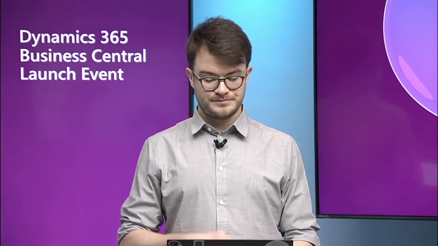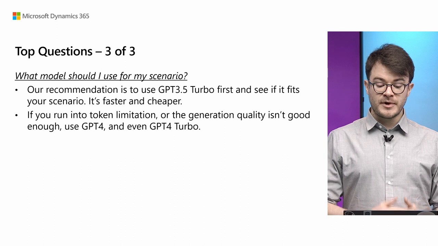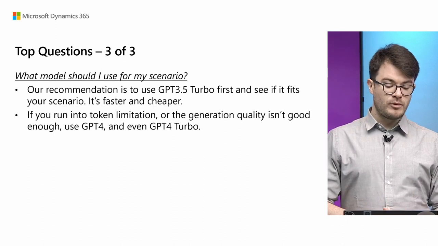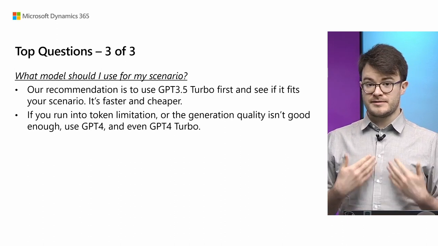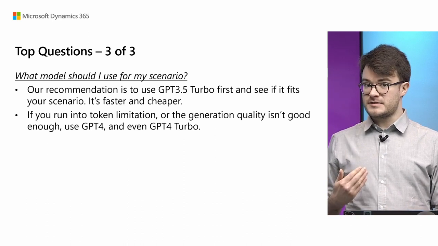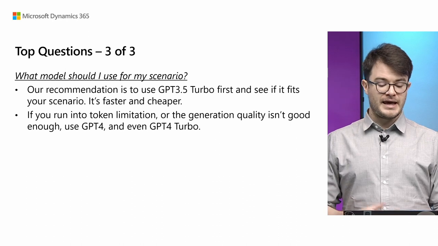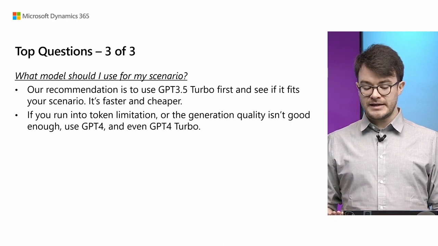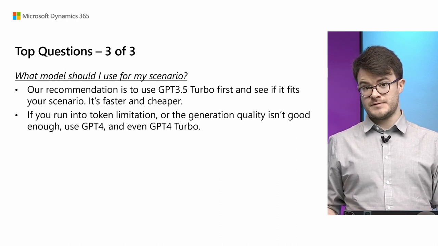For example, help us decide whether we should implement the data source functionality in the AI toolkit or not. And the last question is, what model should I use for my scenario? Well, our recommendation is to use GPT 3.5 Turbo whenever it fits your needs, because it's faster, first of all. It's also cheaper for you. And we've seen internally that it can cover well most of the scenarios.